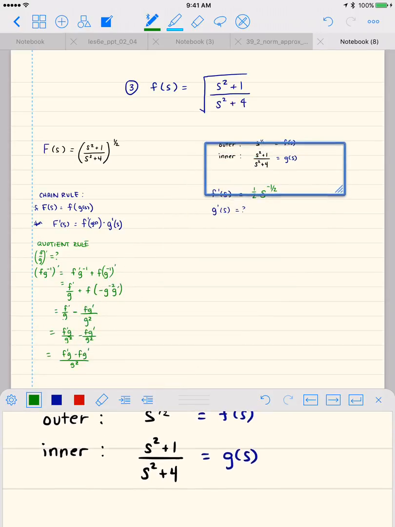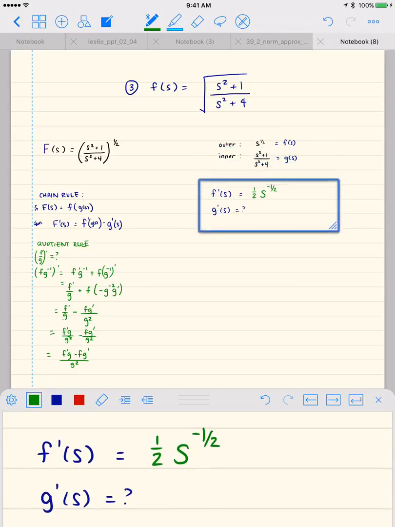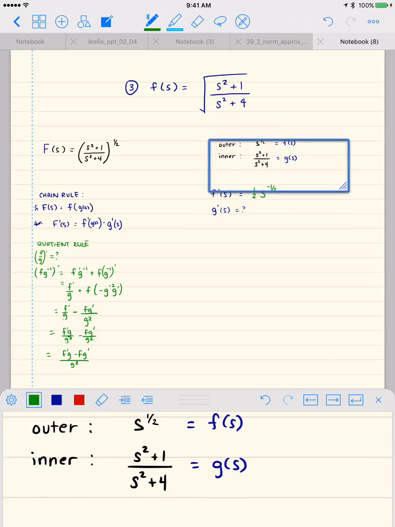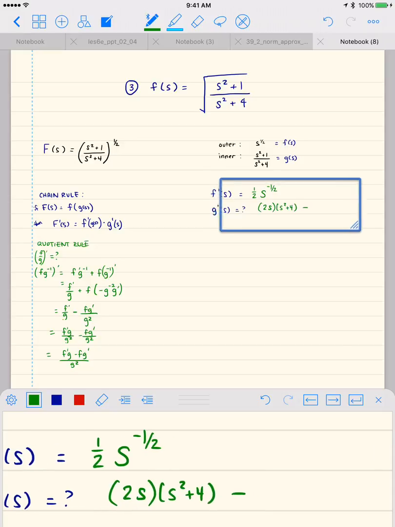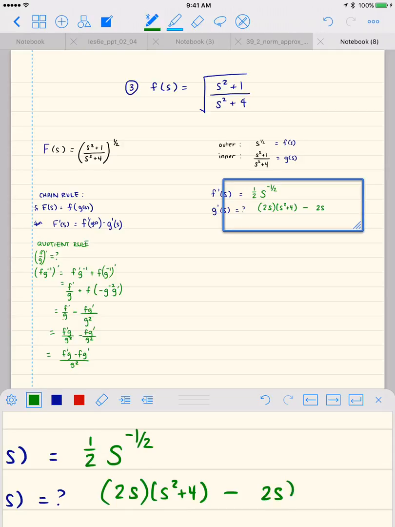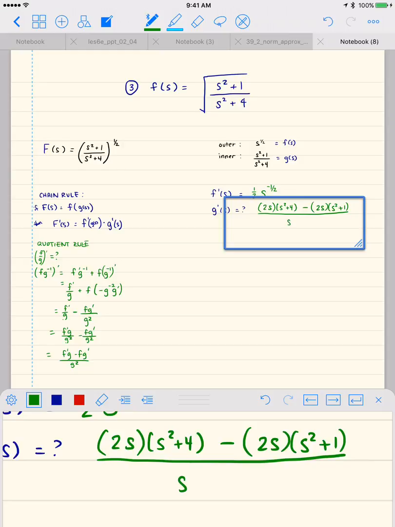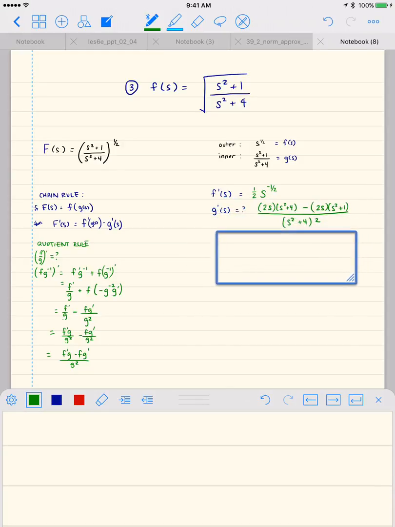Okay, so I need the derivative of the top. I've got s squared plus 1, so the derivative of the top is going to be 2s, times the bottom, which is s squared plus 4, minus the derivative of the bottom, 2s, times the top, which is s squared plus 1, all divided by the bottom squared. Quantity squared.